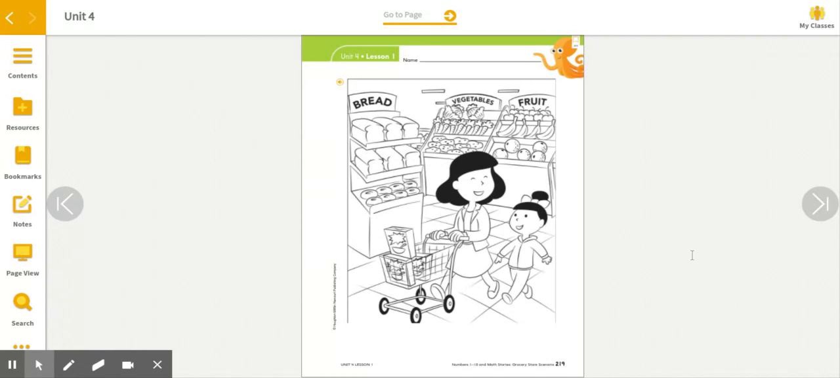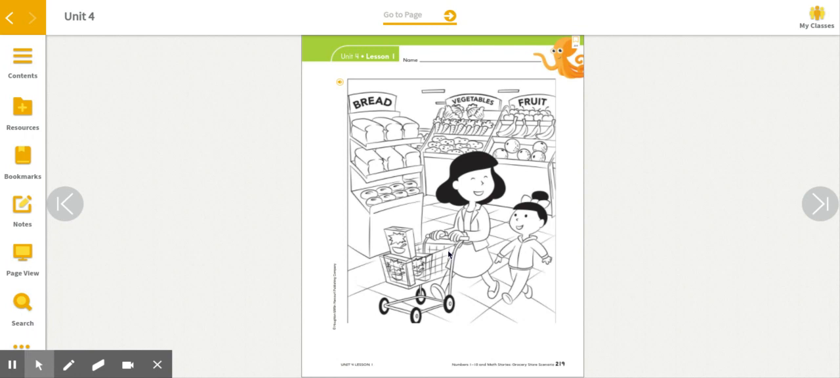Today we're going to look at a page from our math book where we see a mom and a little girl at the grocery store, and we're going to do some story problems to go along with this picture that you see. So for this, you might need a piece of paper and a pencil. So pause the video and get those things and then come on back.